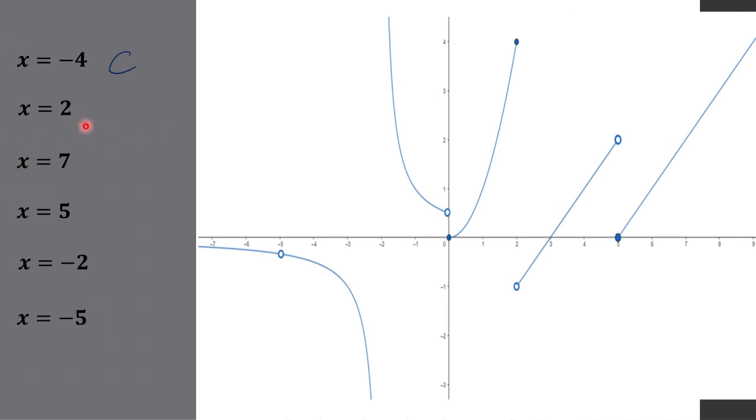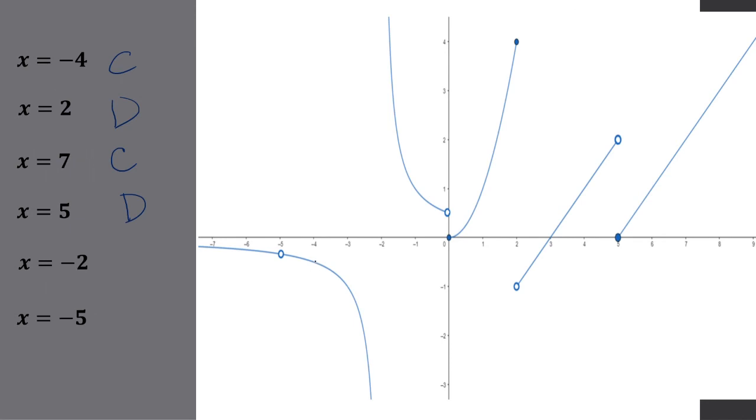Let's see for x is equal to 2. So this is x is equal to 2. As we can see, we have a gap at x is equal to 2. So this is discontinuous. So let's say for x is equal to 7. We do not see any discontinuity. Therefore, this is continuous. For x is equal to 5, we can see there is a gap at x is equal to 5. So this is discontinuous.